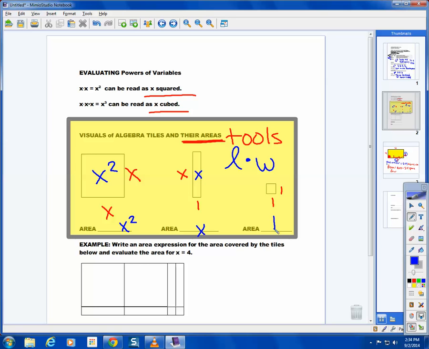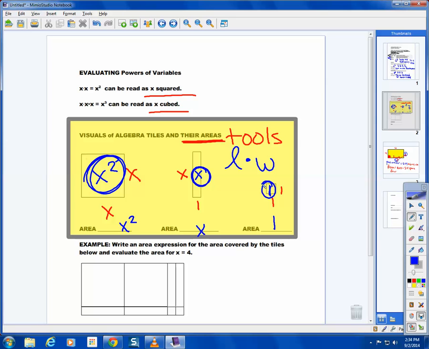What I want you to understand is this for your toolbox. What's the expression for the area of large squares? What's going to be the area expression for skinny rectangles in this section? And what's going to be the area expression for the little square? Do you guys have those 3 concepts down? Are you with me so far?